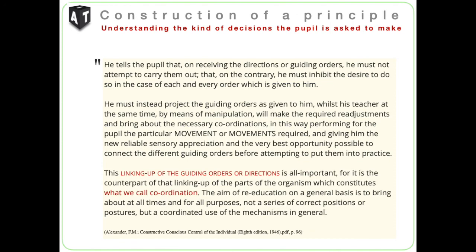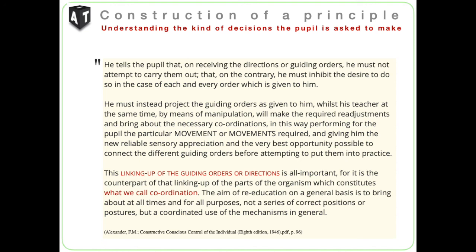The linking up of the guiding orders or directions is all important, for it is the counterpart of the linking up of the parts of the organism which constitute what we call coordination. This is the only definition you will find in Alexander's books about what he means by coordination. The coordination for him is, in fact, the linking up of the guiding orders or directions. And most people have thought that he was talking about neck free, head forward and up, back to lengthen and widen. Instructions of definite inhibition that you should never link up, that you should never perform.